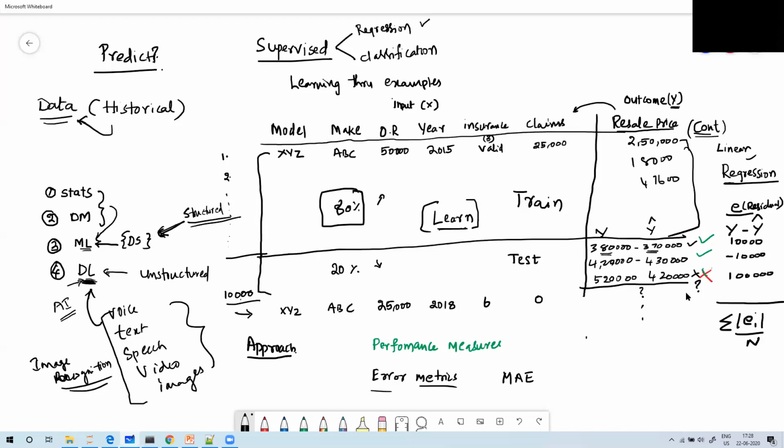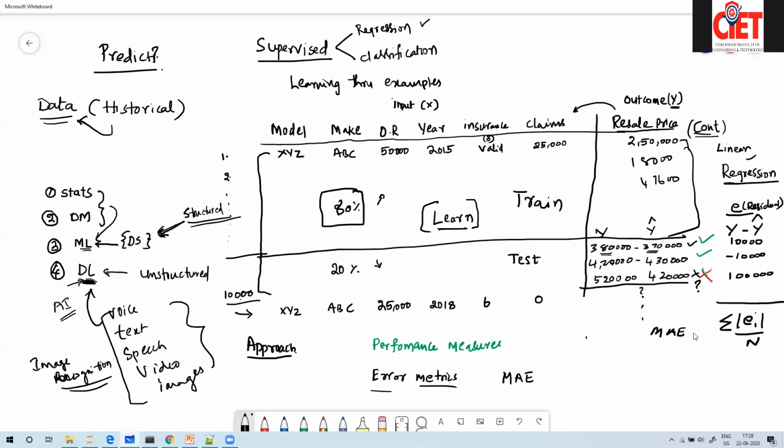So there is a difference between the actuals and the predictions, and we take the absolute values of those errors and we can compute the average of that. So that is why it is called mean absolute error. Mean is nothing but the average. So mean average of absolute error. So we are not taking the sign into consideration, we are taking the magnitude into consideration.